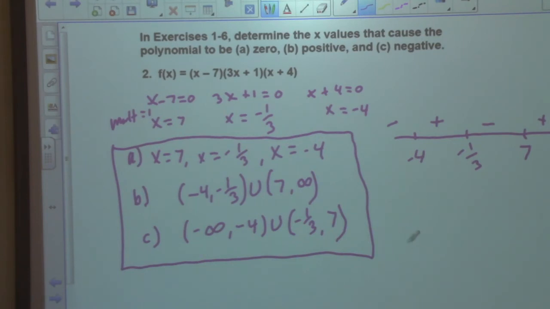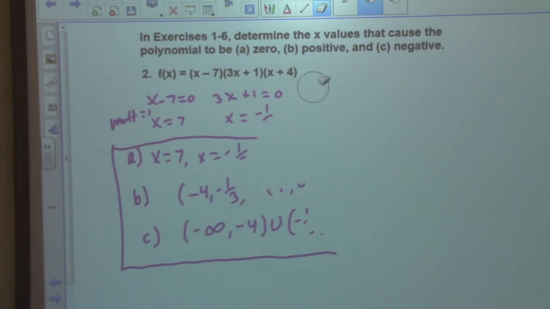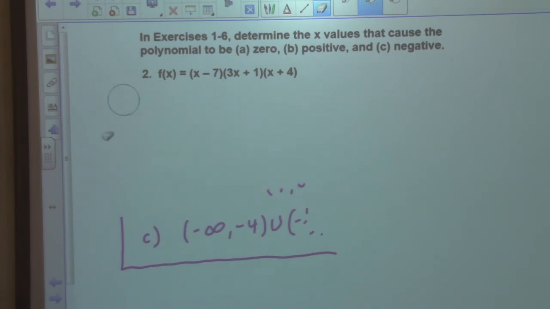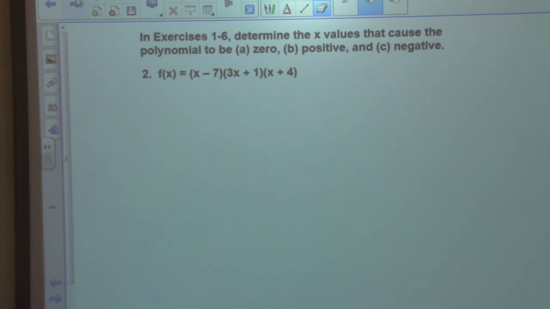Okay? Good. I want you to look at number 3, and I think number 3 is also in factored form, so it shouldn't be too bad to do, and I'll choose someone else for that here within another couple minutes.